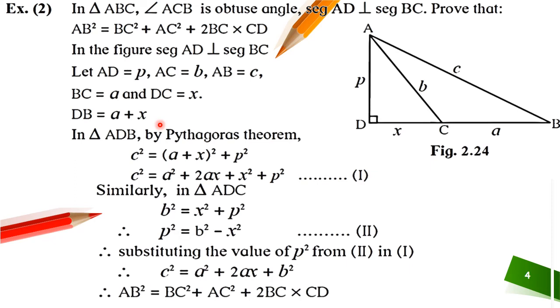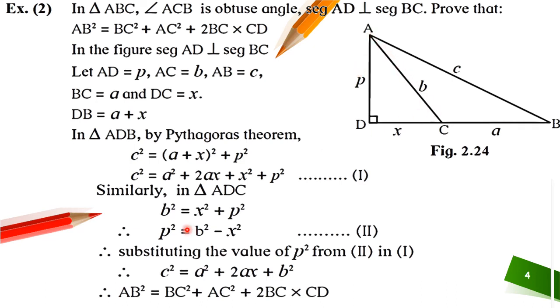Now apply the Pythagoras theorem to this bigger triangle ADB. Here AB is the hypotenuse, wherein AB is named as c. So c square is equal to (a plus x) square plus p square. P square is one side, a plus x is the other side, so this is directly applying the Pythagoras theorem. Now using the expansion formula, you can expand this as a square plus 2ax plus x square plus p square. This is equation 1.